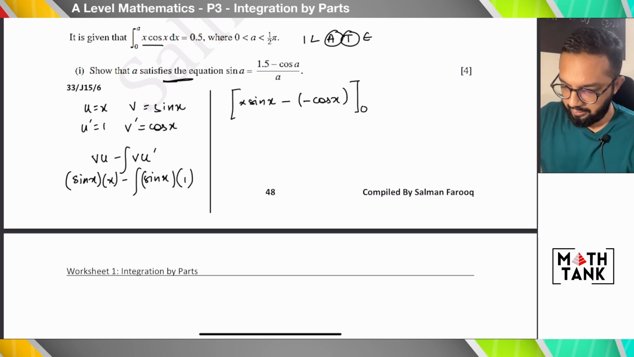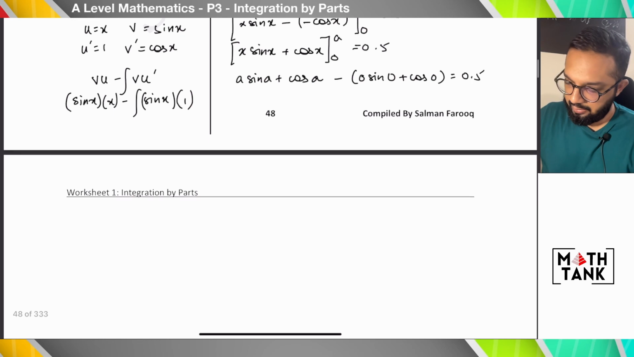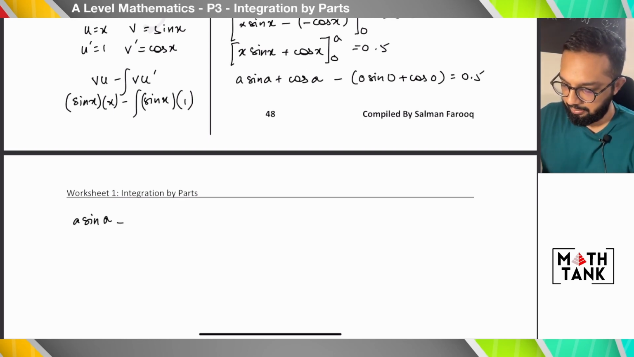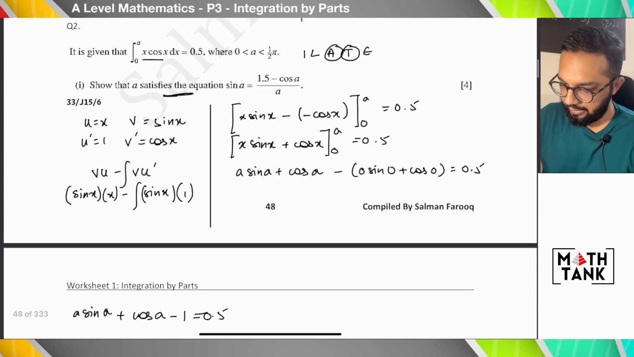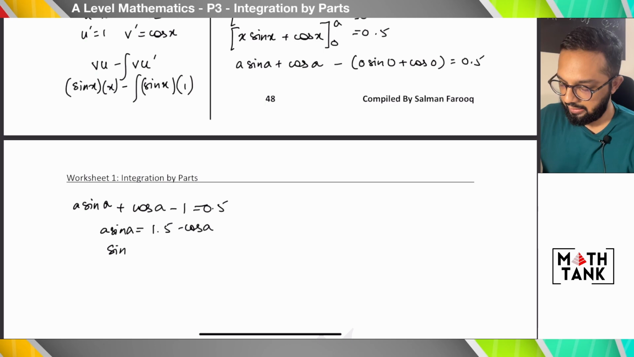And I have the limits, 0 to a, they should go down to 0.5. So I have x sin x plus cos x with limits 0 to a equals 0.5. So I have a sin a plus cos a minus 0 sin 0 plus cos of 0 equals 0.5. a sin a plus cos a minus 0 and minus 1 equals 0.5. So that gives me 1.5 minus cos a, and I just need to divide by a. So sin a is therefore 1.5 minus cos a divided by a.